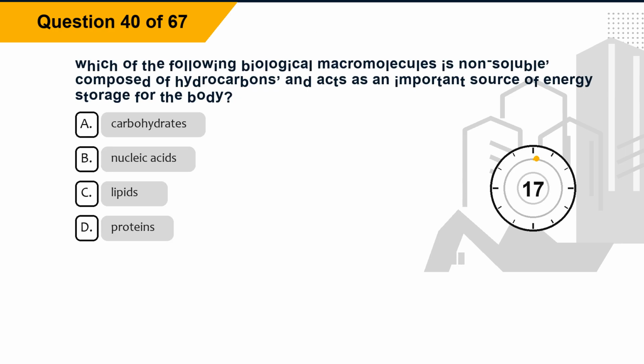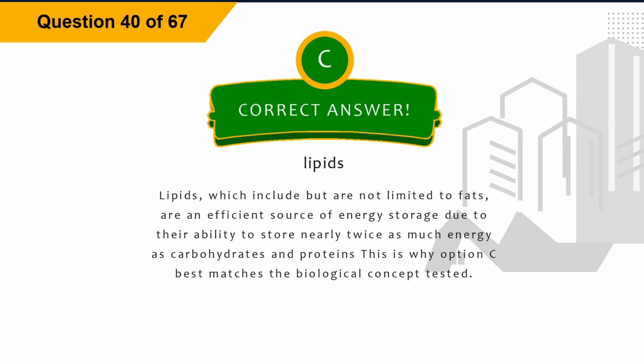Question 40. Which of the following biological macromolecules is non-soluble, composed of hydrocarbons, and acts as an important source of energy storage for the body? Option A, carbohydrates. Option B, nucleic acids. Option C, lipids. Option D, proteins. The correct answer is option C, lipids. Explanation. Lipids, which include but are not limited to fats, are an efficient source of energy storage due to their ability to store nearly twice as much energy as carbohydrates and proteins. This is why option C best matches the biological concept tested.